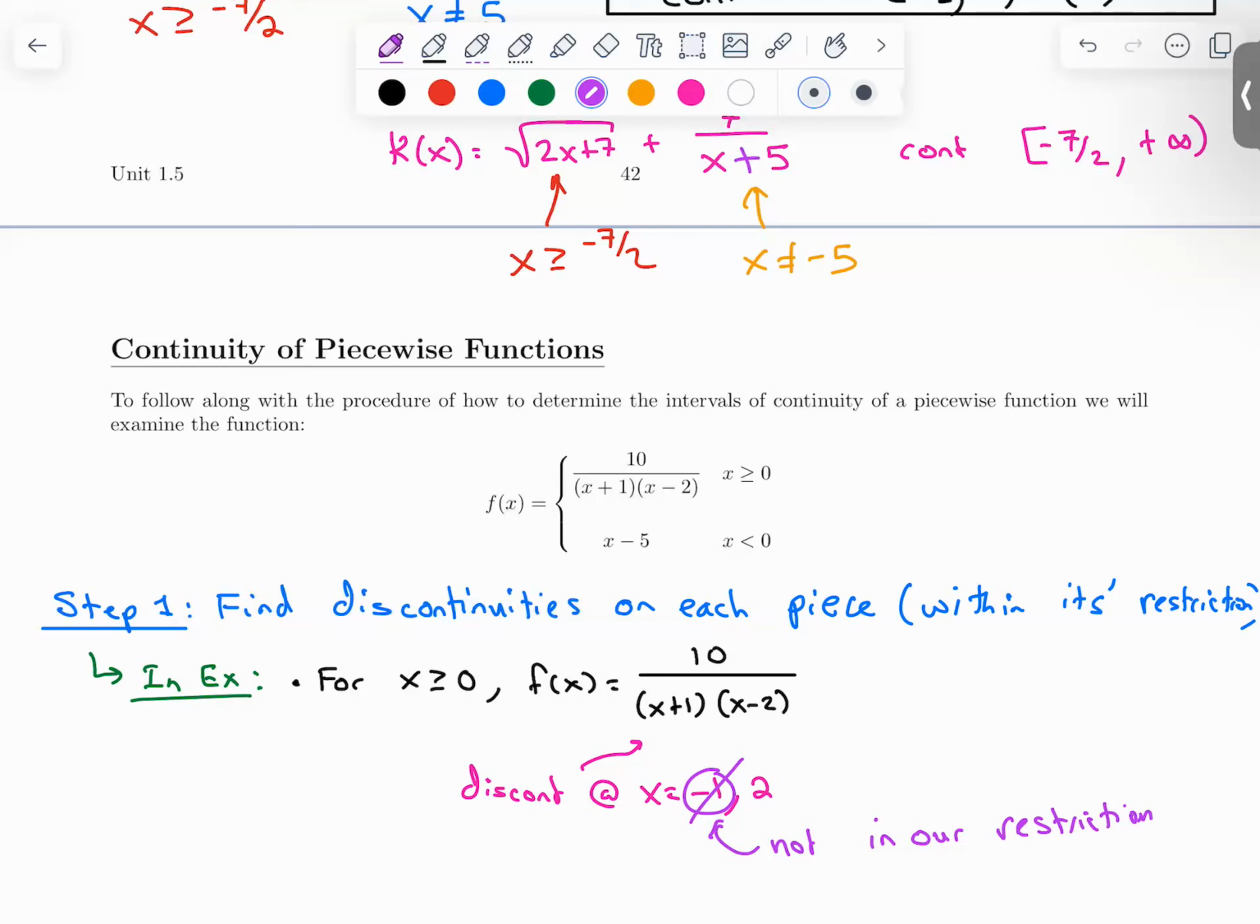So for that piece, if I ignore this, then yes, the function is discontinuous at x equals -1 and at x equals 2. But that is a requirement. Our function only equals that for values greater than or equal to 0. So I get to say it again. The x equals -1 is vacuously satisfied. We don't need that one because it's not in the domain.